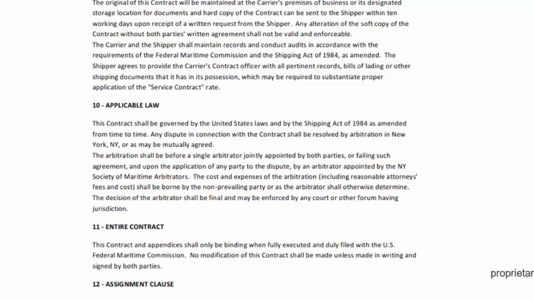Law and the Shipping Act of 1984 apply, and any arbitration shall be by an arbitrator appointed by the New York Society of Maritime Arbitrators. Hopefully it never comes to that in a contract, but any contract is going to have an applicable law clause. Number 11, entire contract. This basically says that the content of this 10, 11-page document, that's the contract. Nothing outside of it really counts.